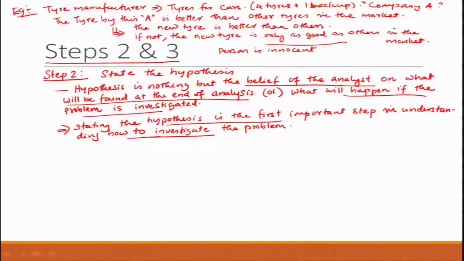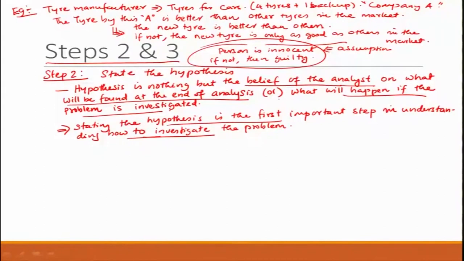This is the presumption or the assumption or the belief. And if the person is not innocent, then guilty. So this kind of an approach, this kind of a statement: you have a belief, and if that belief is not happening, then what is going to be the next one? That is what we call a hypothesis, stating this in some mathematical form or a verbal form, it doesn't matter. That's what your hypothesis is.